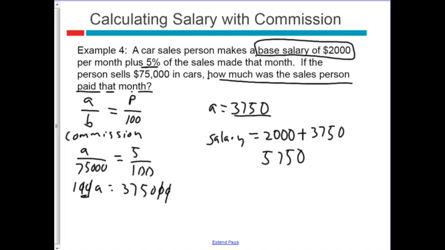The percentage is only on the sales. And sometimes we turn these problems around backwards on you also, where we tell you how much the person made and ask how many cars they sold. In that case, you would have to take the 5,750, subtract the 2,000, and then know that represented the commission made. And we'll see one of those next.